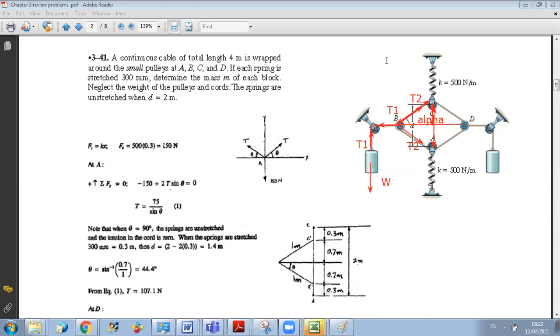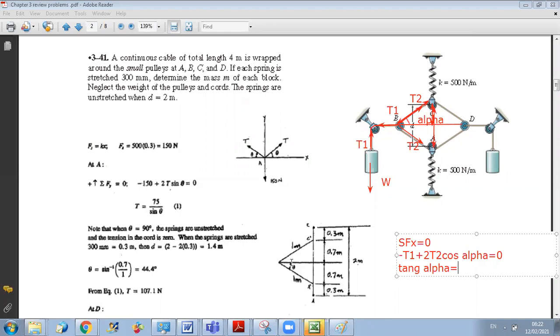Okay? So if I call this angle alpha, then when I project on the x-axis, what do I get? I get that the sum of x equals 0. So I have minus T1 plus 2T2 cosine alpha equals 0. And how to find alpha? I can find it by saying that tangent of alpha is equal to 0.7 over 1, okay?